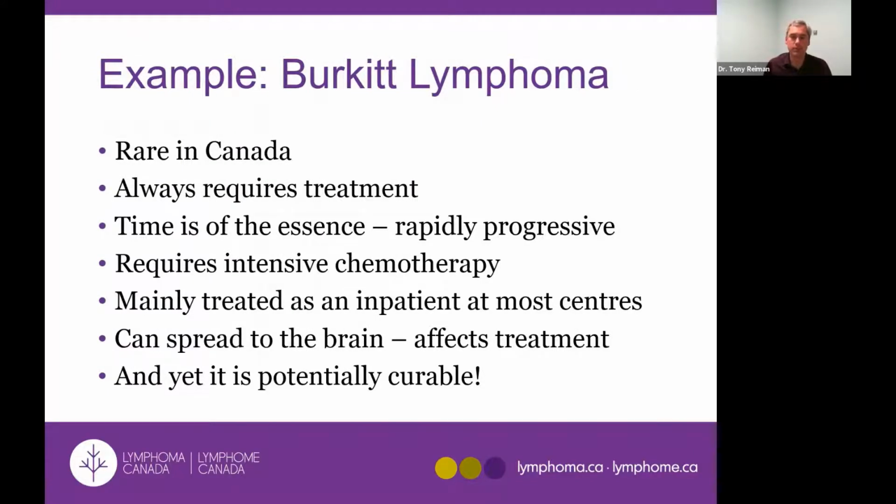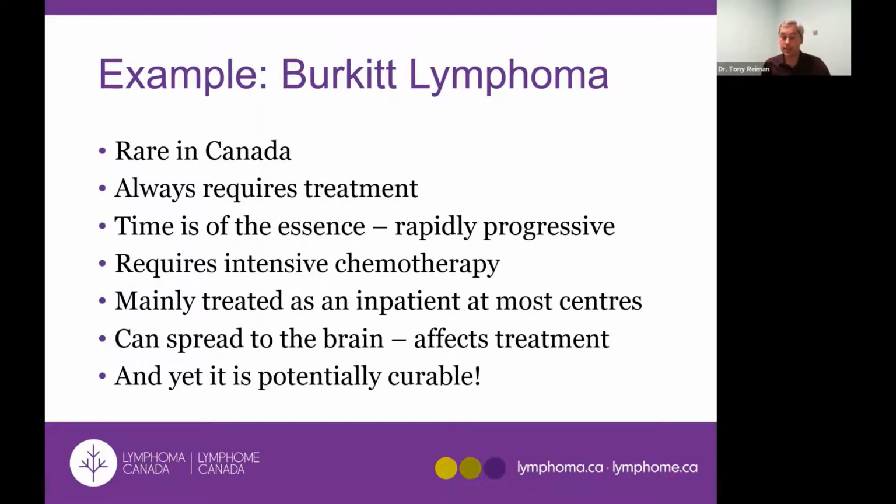Here's another one called Burkitt lymphoma. This one is rare in Canada. We certainly see it, but it's just not nearly as common as follicular lymphoma. This one always requires treatment. Follicular lymphoma is an example of a low-grade or indolent lymphoma that can behave, move slowly over long periods of time. This one is a rapidly progressive type of lymphoma where time is of the essence. You need to diagnose and treat this quickly. Often people need to be admitted to hospital to get this done quickly and safely, and it requires much more intensive therapy than, say, follicular lymphoma usually does in the first instance.